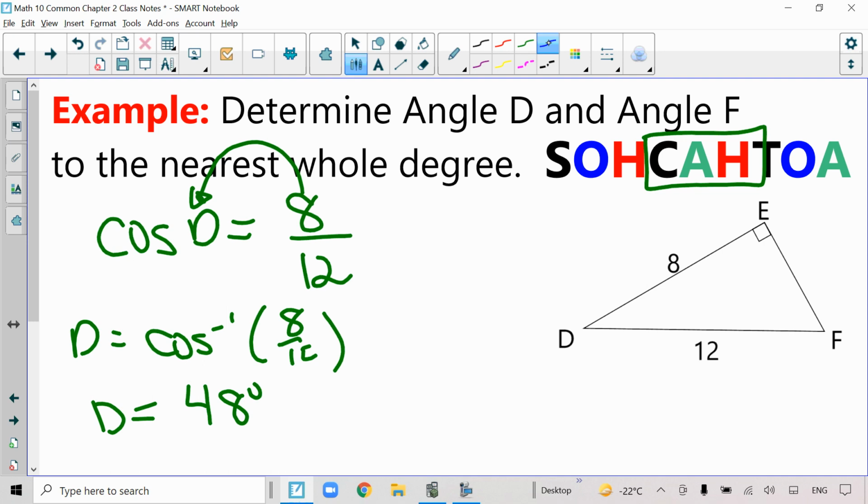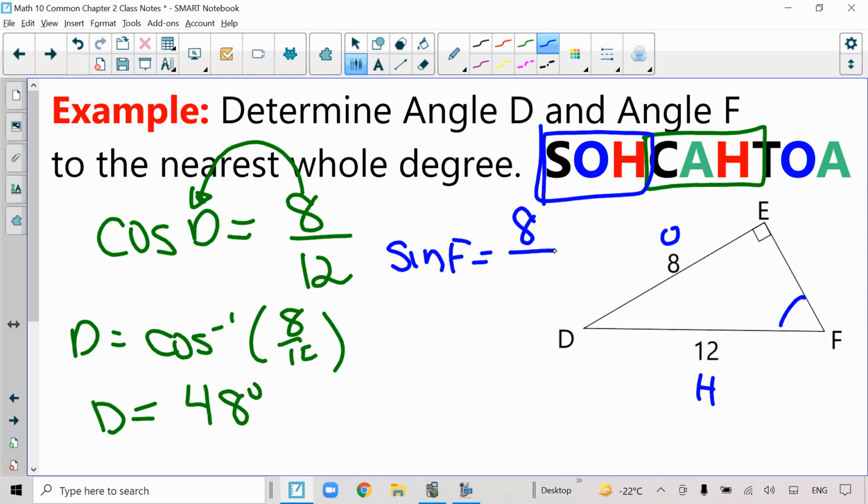So I could always use the angle sum, but just to show you what each of the ratios are, I want to do that this way and use angle sum to check. So angle F, this is opposite of angle F, and this is still hypotenuse. So now I'm dealing with sine. So let's write that out. So I know that sine of angle F is equal to opposite 8 over hypotenuse 12.